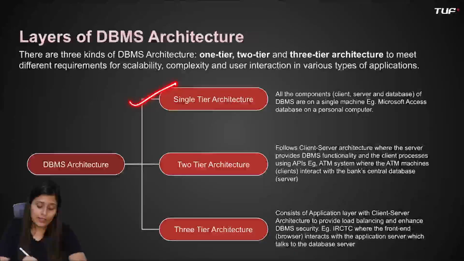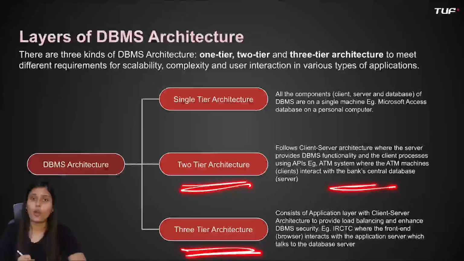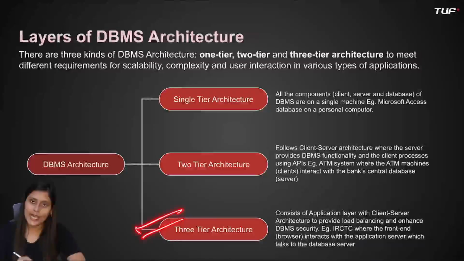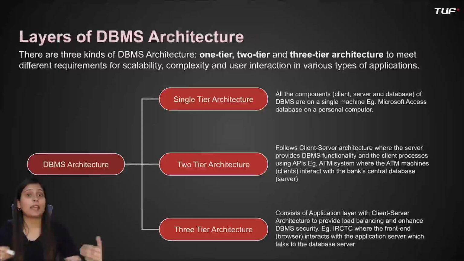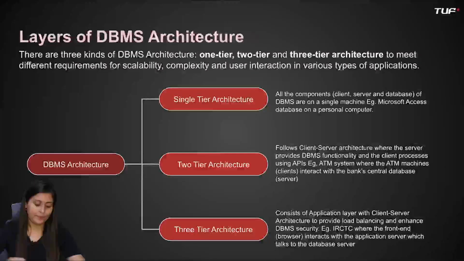So that's how single, two-tier and three-tier architecture layers exist in the database, and how we use them depending upon our requirements. In an ATM machine, we use two-tier architecture, whereas in IRCTC or an e-commerce website, we go for three-tier architecture, making it more efficient and capable of holding a large amount of data.